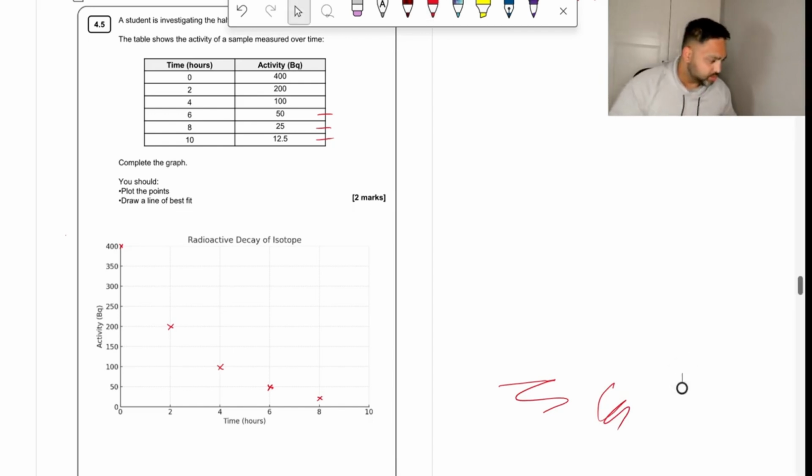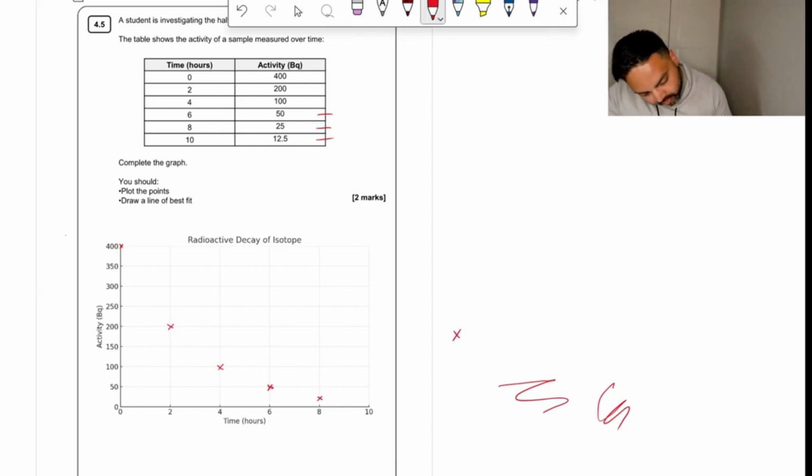I swear, this is bugging me. I don't know what's going on. I don't know if something's being pressed. My pen keeps crashing. There you go.